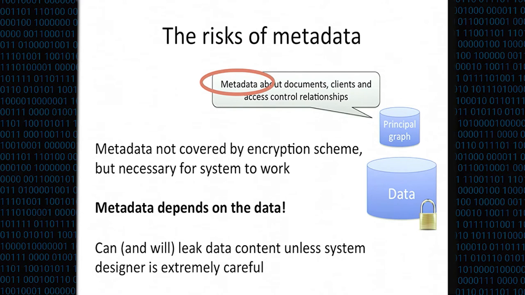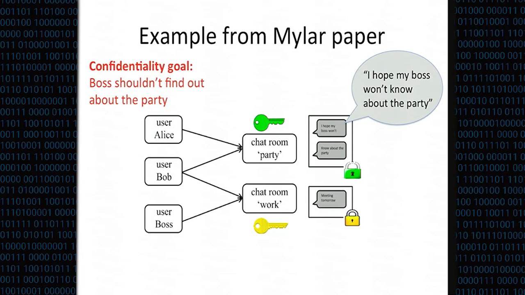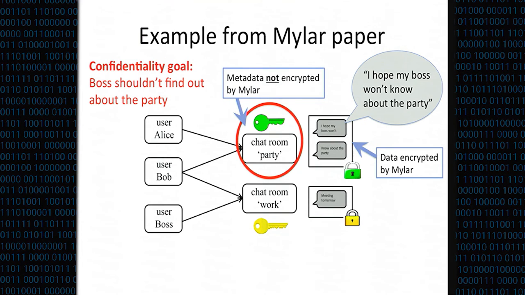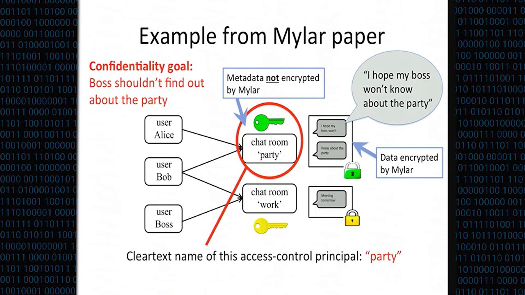the metadata itself. And for an example of how this can happen, we can look just at the Mylar paper itself. This is a diagram where the hypothetical scenario is you have these two employees talking about a party that they don't want their boss to know about. The text of the conversation itself is encrypted by Mylar, but the metadata, including the name of the principal corresponding to this chat room, is not encrypted. So what we see is that a snapshot passive adversary can see that the name of this principal is party.